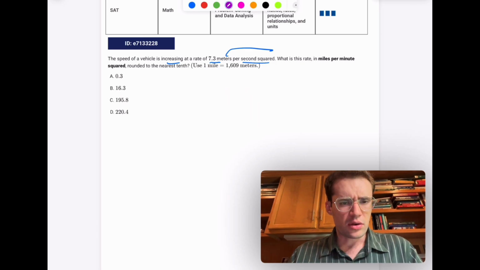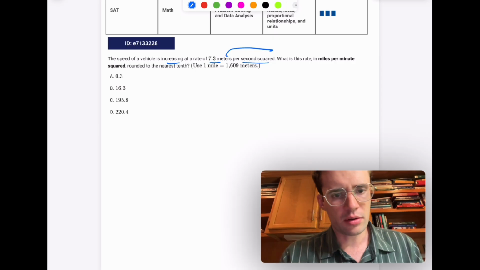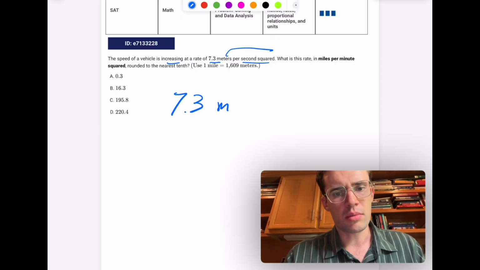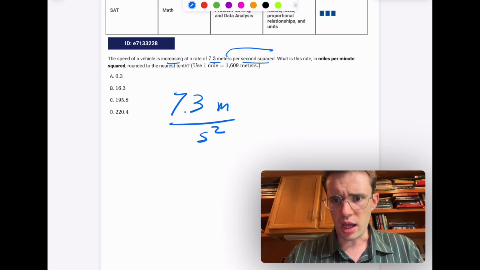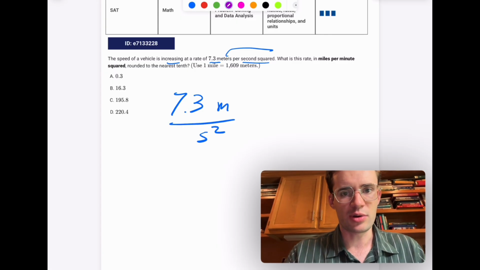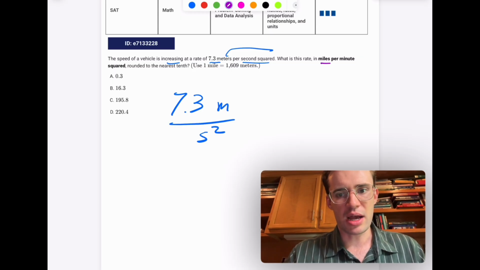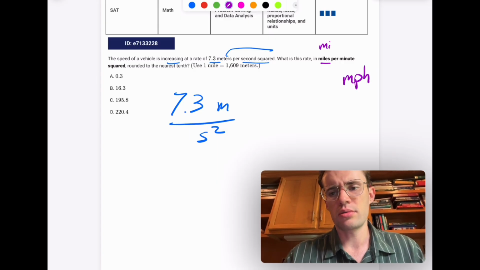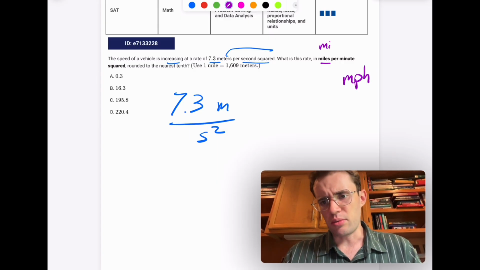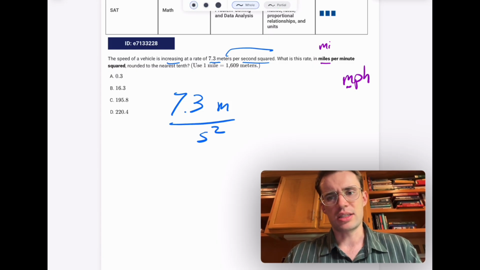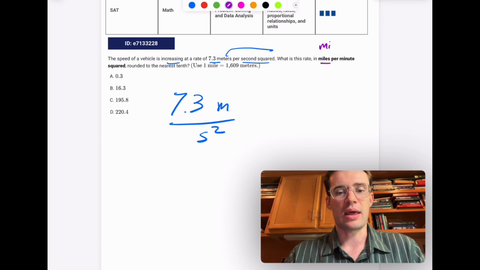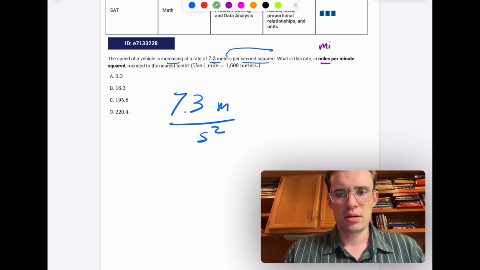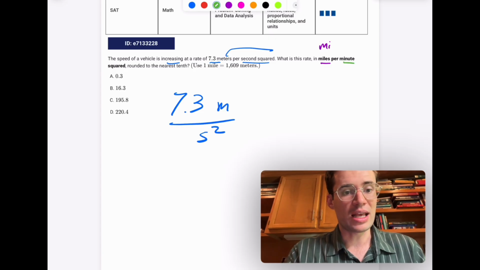The speed of a vehicle is increasing at a rate of 7.3 meters per second squared. I'm going to write the second squared down here, just because I think this is going to be a conversion problem. And what is the rate in miles per minute squared? Okay, so you have to change meters into miles, and I always write miles as mi, even though on a car, especially in the United States, it would be miles per hour, mph, so they're abbreviating miles to m. But in physics, I always write mi so you don't confuse it with the m in meters. So we want to change meters into miles, and we want to change second squared into minute squared.